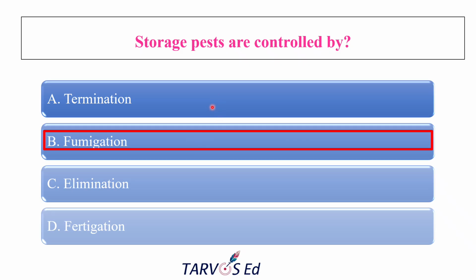So the correct answer is fumigation. Storage pest means fumigation. In that way, you can easily remember. Okay, if it is in the godown, think about gas. Gas means those gases will be diffusing. So how? Through fumigation only.